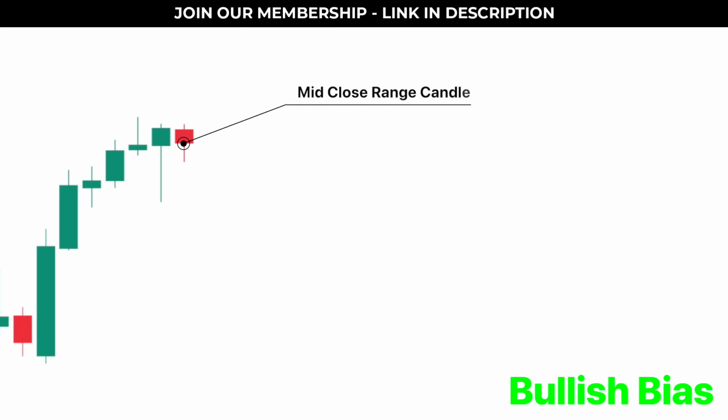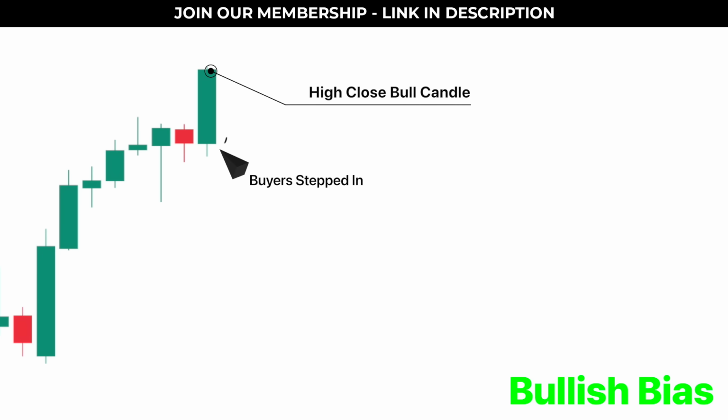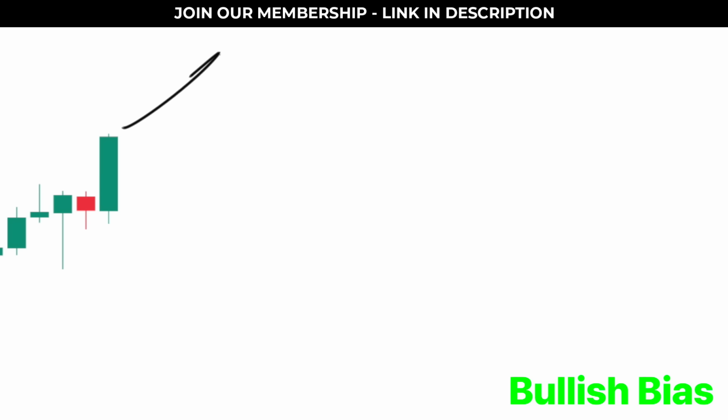Next, we see a small mid-close range candle. It indicates that the buyers and sellers are in a tug of war. If we were to see a few more candles like this, we could say that the price has gone into a sideways range. However, the next candle is a big, high-close bull candle. The buyers finally stepped in and took the price higher. We might see another up move here.